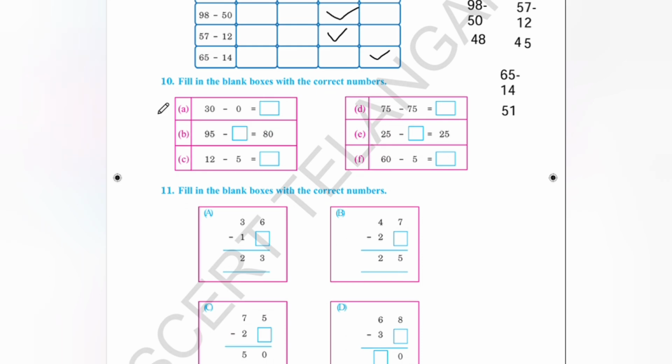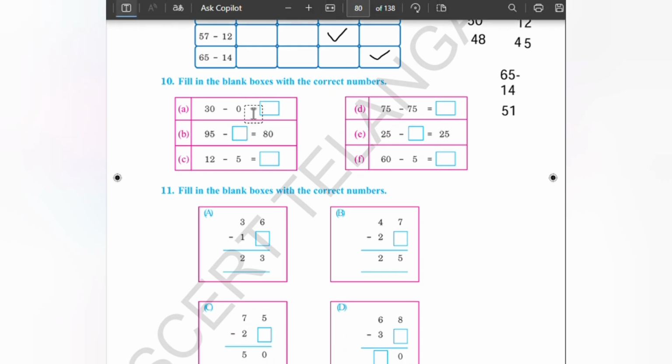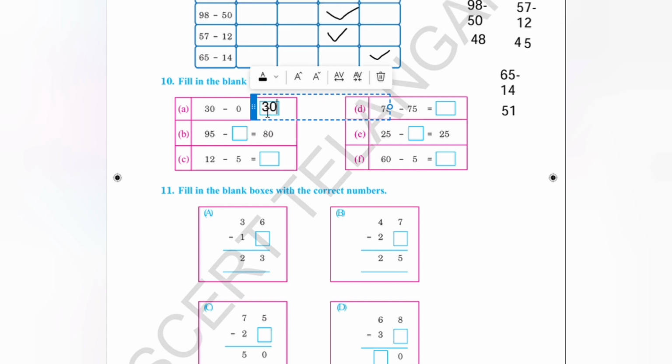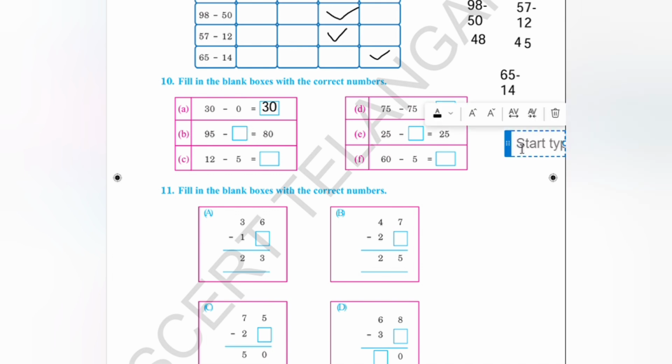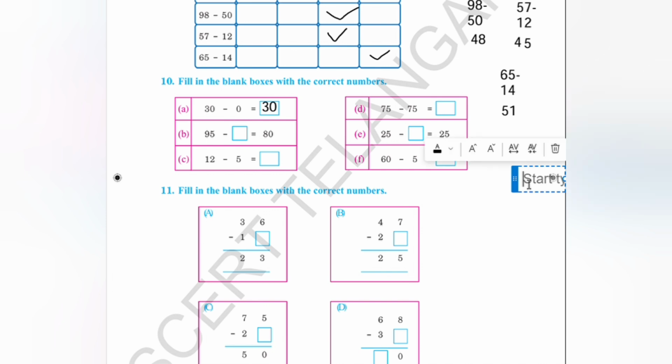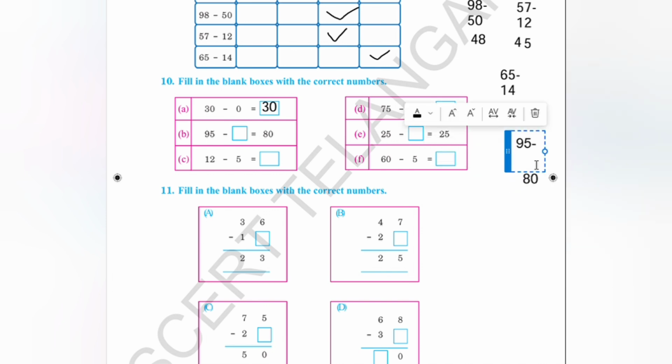Filling the blank boxes with the correct answer. 30 minus 0 is 30. 95 minus dash is equal to 80. What is the answer here? 80 is the answer. So what do we have to write here? 5 minus, here it will be 5. 5 minus 5 is 0.